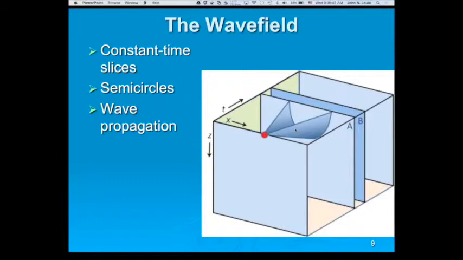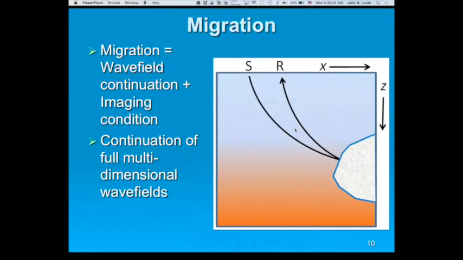So you might think of that as wave propagation. Okay, so back to our old familiar definition of migration as downward continuation plus an imaging condition. But Sava and Hill make it clear here that it's not just downward continuation that we're doing. We might continue wave fields in time alternatively. So really, we're talking about what I would call wave field continuation.